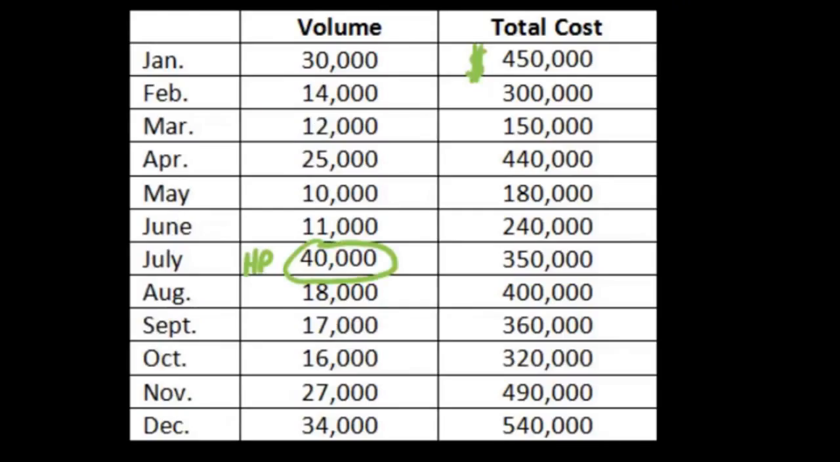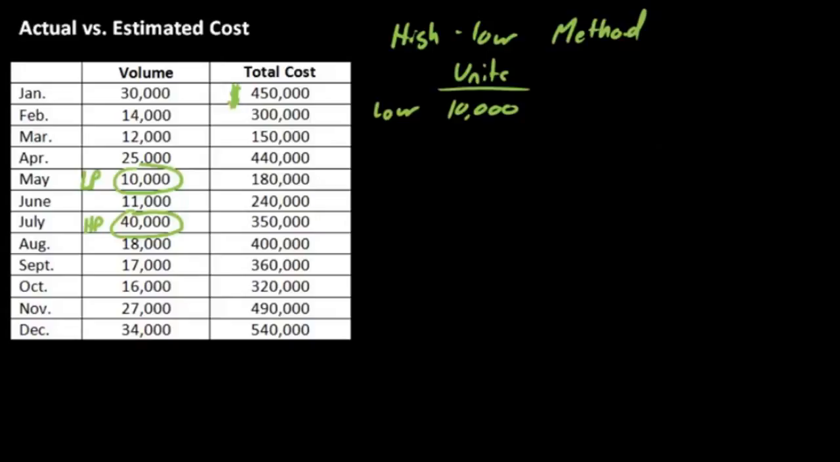If we look at this table right here, you can see that during July, this was the high point. We had 40,000 units sold, which is the highest number of units sold during that year. And if you look over here in May, this was a low point. We had only 10,000 units sold in May. So we can use these numbers to get an estimate of what our fixed and variable costs are. Based on these points, we know that our low point units sold is 10,000, and the cost of selling those 10,000 units was $180,000.